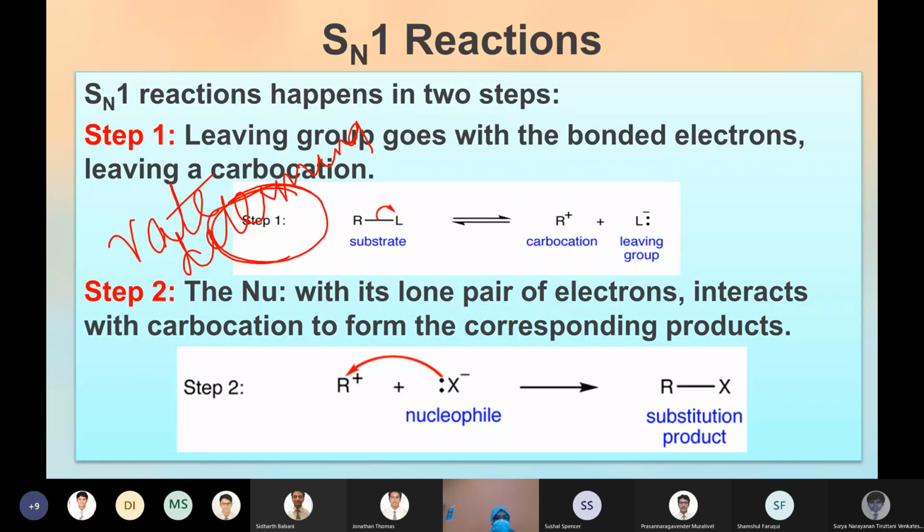Ma'am, for SN2, there are two products, right? So are both of them considered as one step?